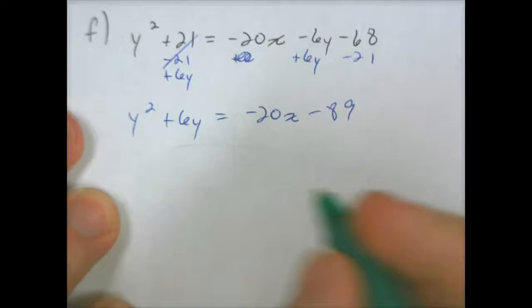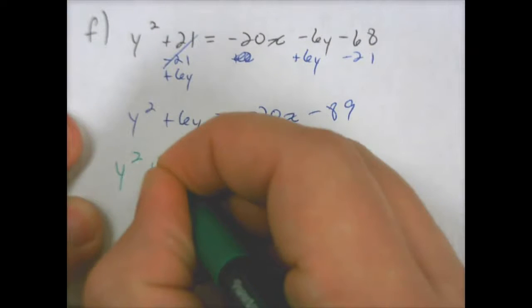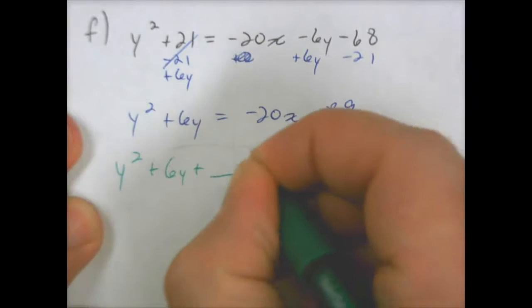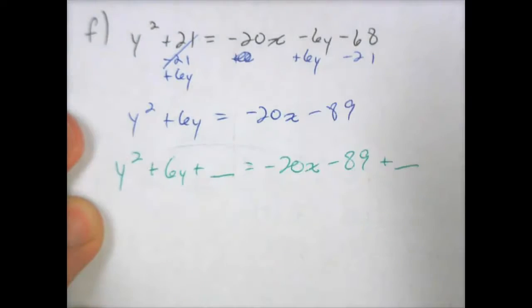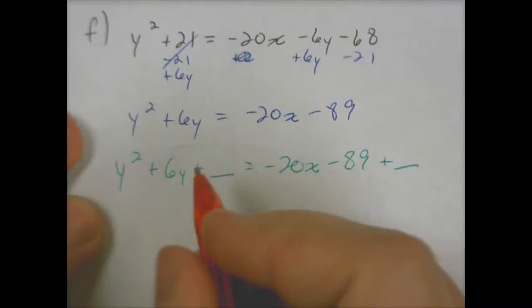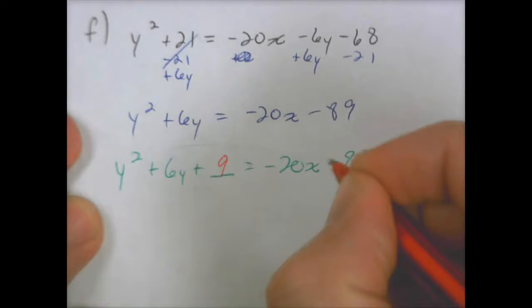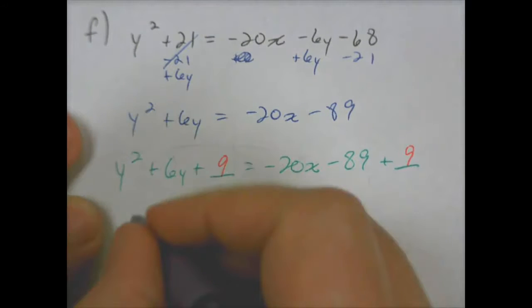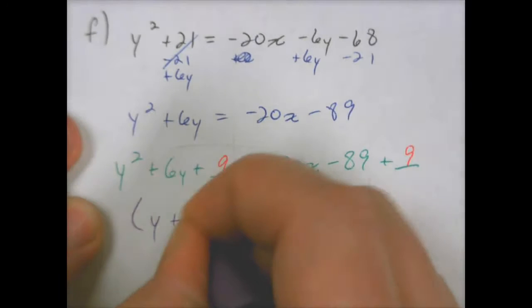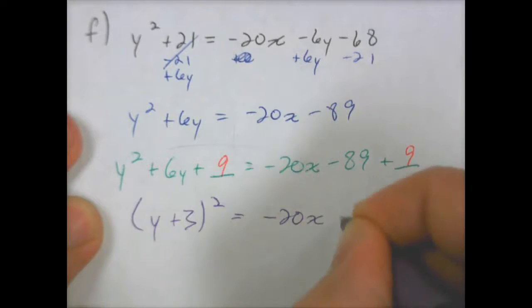So again, completing the square, you will add some number. So y squared plus 6y plus some number equals negative 20x minus 89 plus some number. My middle term again is 6. 6 divided by 2 is 3. 3 squared is 9. It will not always be 9, so do not just assume that it is 9. So (y plus 3) squared equals negative 20x minus 80.